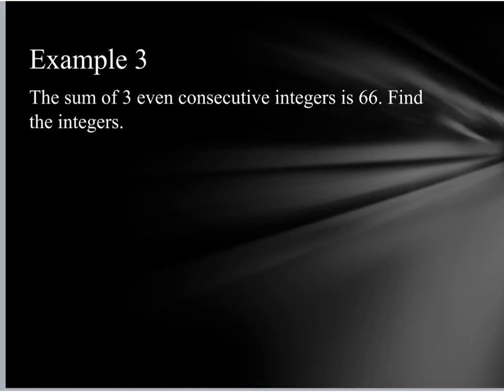Example 3 says that we're going to find the sum of 3 consecutive even integers, and we know that it is 66. Find our integers. So again, I'm going to start out by listing what I know. My first term, I'm going to call n. This is my smallest integer. Then I'm going to have my second integer.